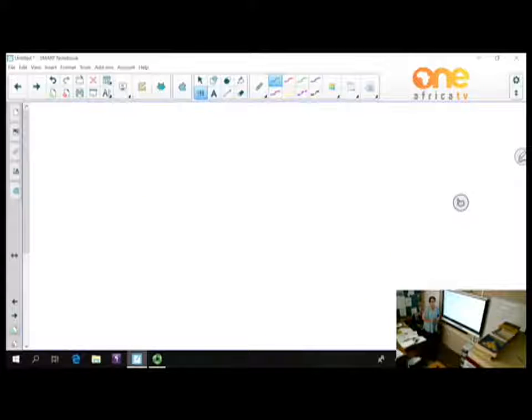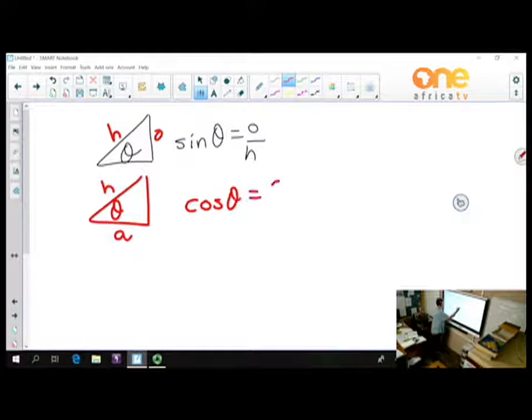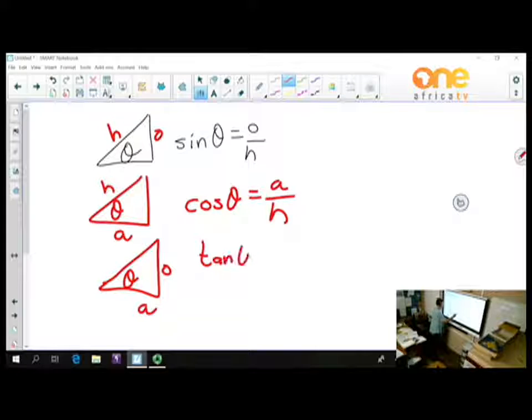Right, grade 11s, let's continue now with our functions. So the first one is sine theta, which is opposite over hypotenuse. The next one, adjacent and hypotenuse. So cosine theta is adjacent over hypotenuse. And then the third one, still theta, opposite and adjacent. Tan theta is opposite over adjacent.